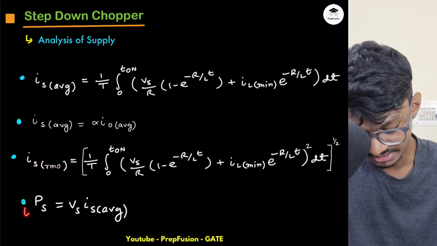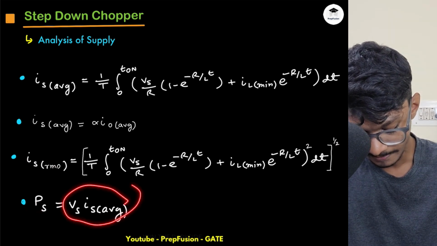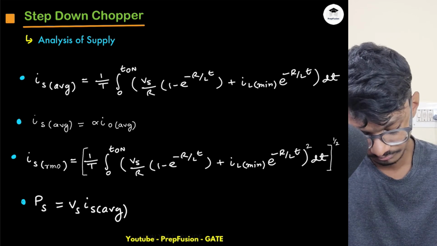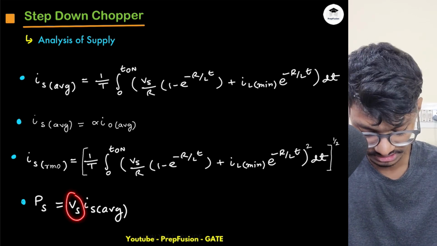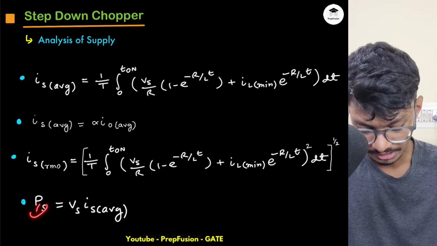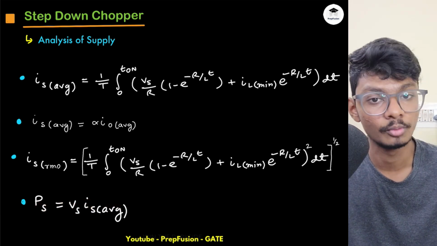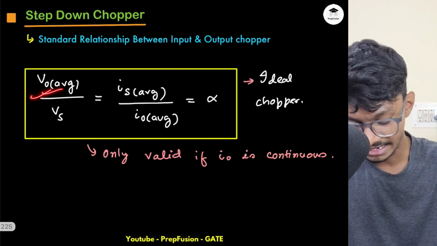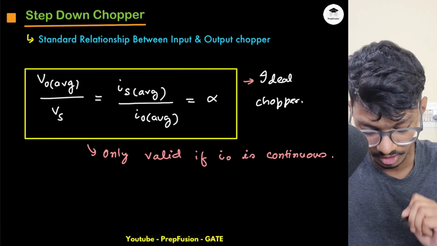What will be your PS? PS will be simply VS into IS average. Why? Because this is DC, so I have to multiply DC current. That's why the PS. And from PS you will be able to compute your PO, because if you subtract the losses, you will get back your PO. So this is the standard relationship between input and output of the chopper.